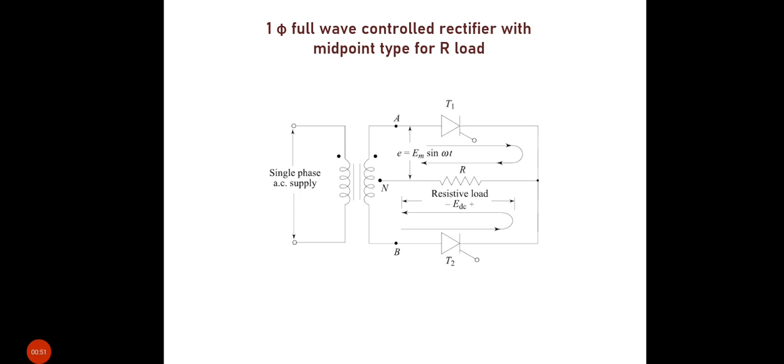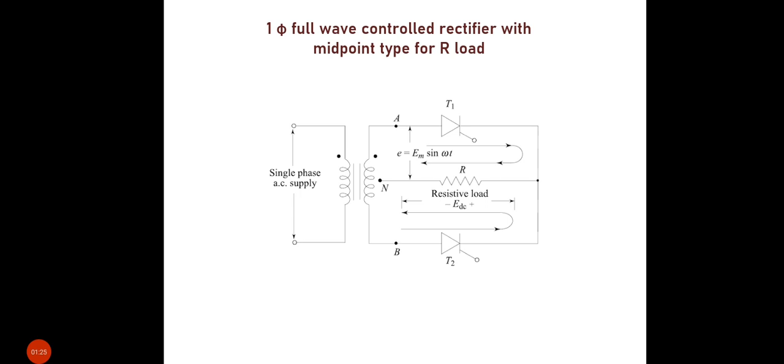In the case of midpoint type, two thyristors and a single phase transformer with center tapped secondary are required. Two separate gate signals are required to turn on the thyristors during each half cycle. Thus, these are also known as two pulse converters. Its operation principle may be explained in different modes.